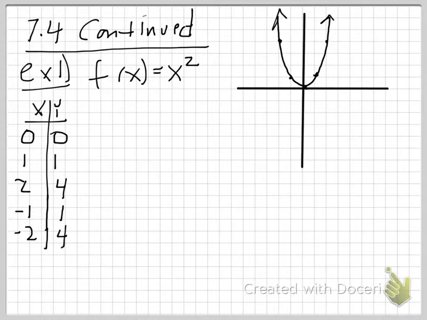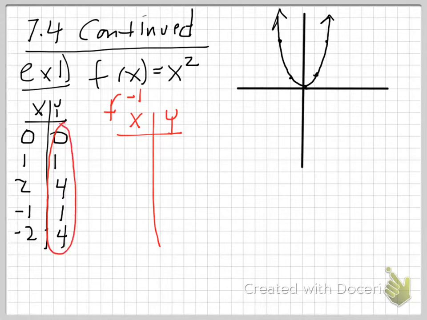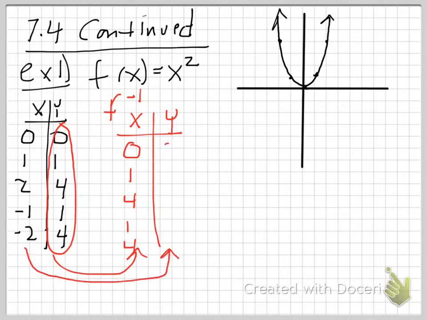Now, if I wanted to do the inverse relation, let's maybe use red. Hopefully this shows up well. If I wanted to do f inverse of x, remember what we did last time is we just switched the x and the y values, right? So the old y values, or the original range, becomes the domain of the inverse. So I would have 0, 1, 4, 1, 4, and then the corresponding outputs for those inputs would be the original domain. So 0, 1, 2, -1, -2.